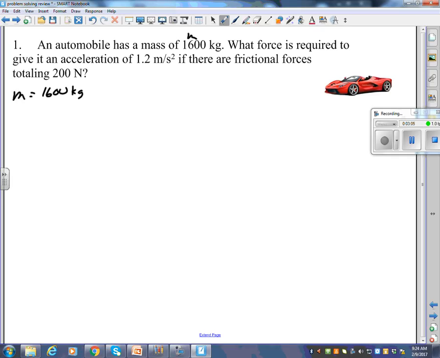What force is required? So here are some stumbling blocks. What force is required? They're asking you for the Fa, the applied force. And you may not get that until the end of your little analysis. The force is required to give it an acceleration of 1.2 meters per second squared. Sometimes it doesn't come right out and say what the quantity is, but you might have to deduce it or figure it out from the units. If there are frictional forces totaling 200 newtons. So in other words, the friction force is 200.